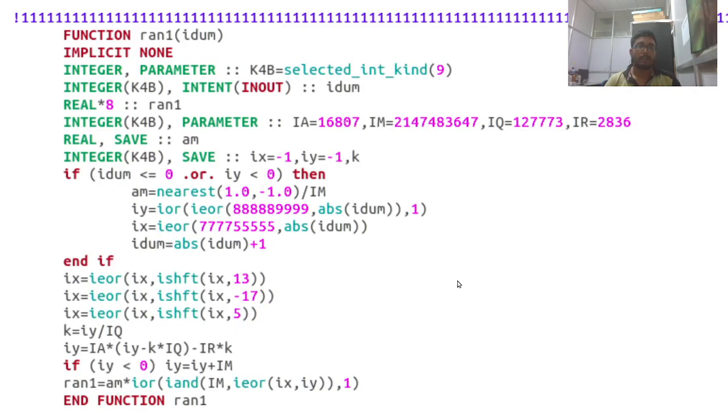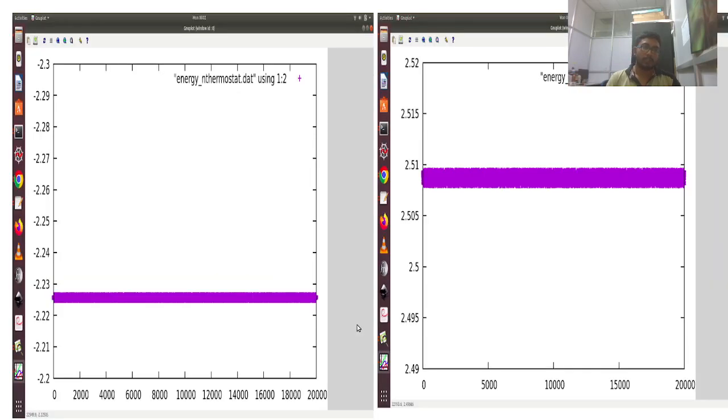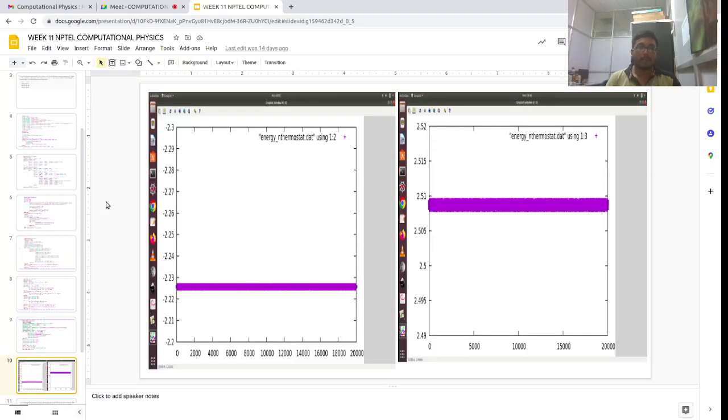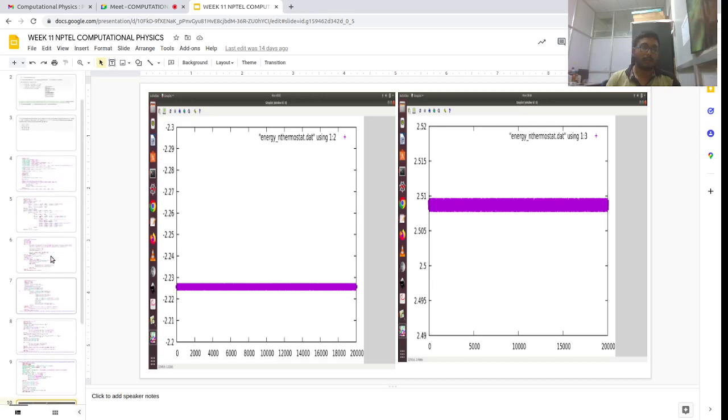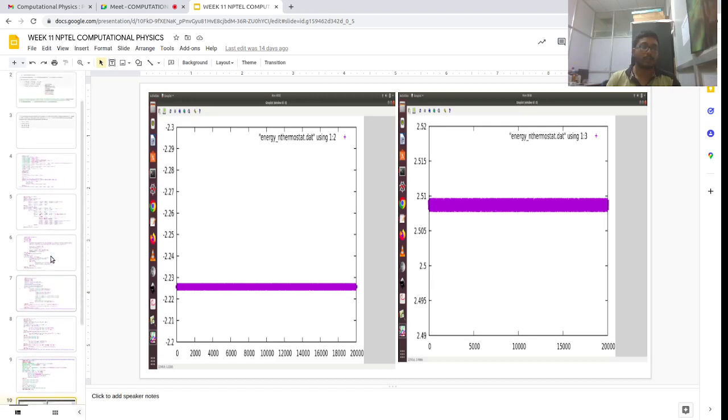Finally we have to look at this function in which the random number generation is done. I'm not going to describe it in detail, because this is a very standard form of a function which will generate the random number. Okay, so this has to be used. Just a second. I hope all the algorithms are now clear to everyone.